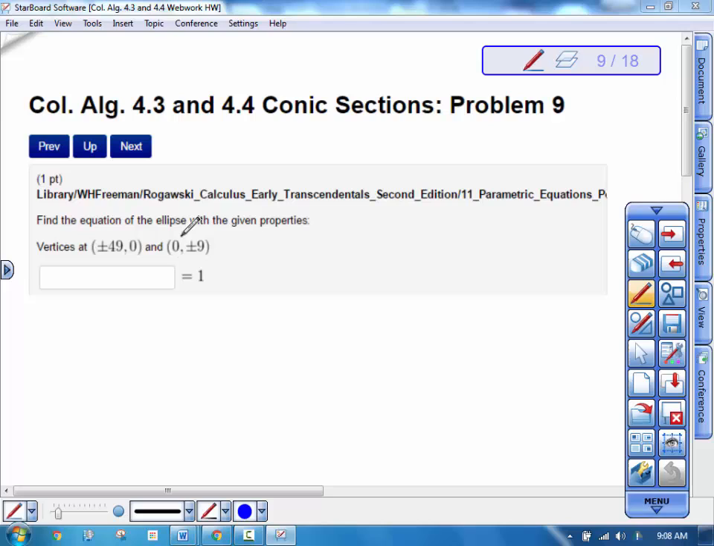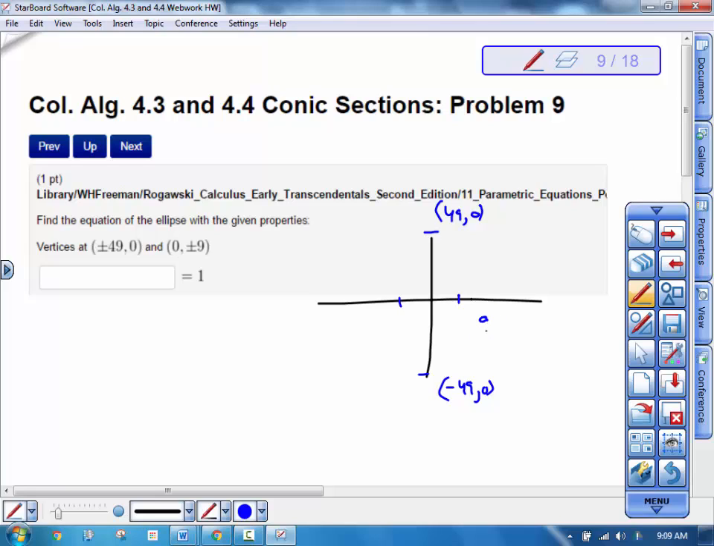Okay, the next problem wants us to find an equation of an ellipse with these properties. I usually draw a picture first because it helps me visualize what's going on. This thing has vertices at plus or minus 49, comma 0. So imagine way up here, 49, comma 0, and negative 49, comma 0. We have vertices, and then also at plus or minus 9, which we'll say is here and here. So this would be 9, comma 0, and negative 9, comma 0. So our ellipse looks like this.